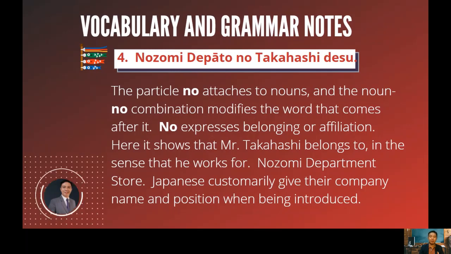Japanese customarily give their company name and position when being introduced. Again, Nozomi Depato no Takahashi desu. Nozomi Depato no Takahashi desu. Mr. Takahashi of Nozomi Department Store.